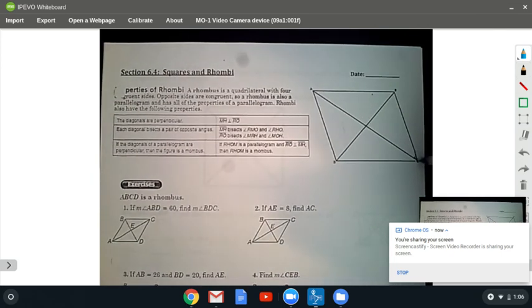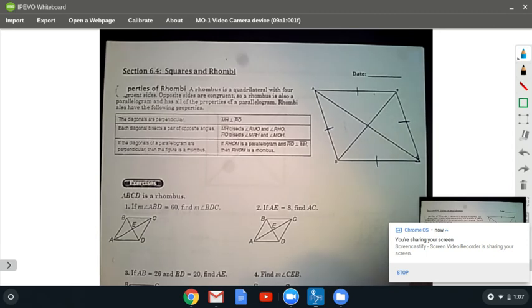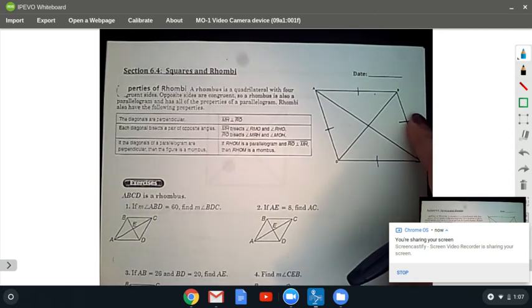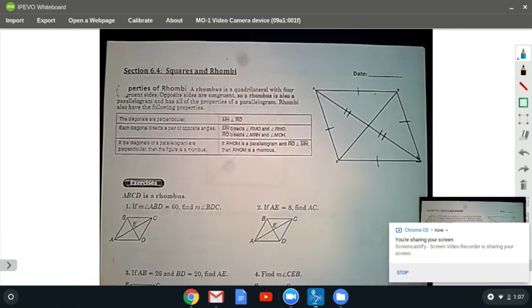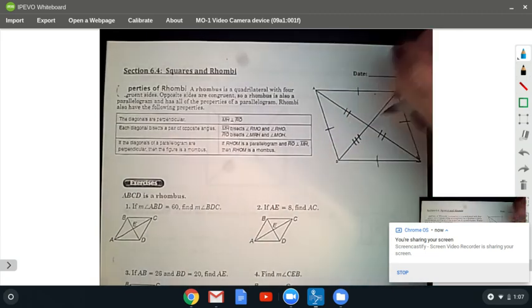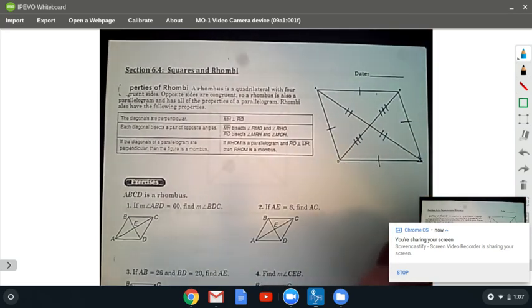So if I go ahead and label this, it has 4 congruent sides. Opposite sides are congruent, so a rhombus is also a parallelogram. It has all the properties of a parallelogram, which means these would also be equal, because these bisect each other.